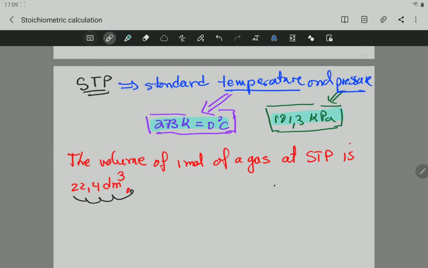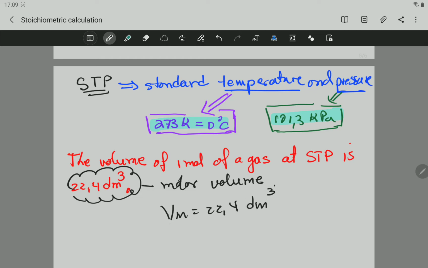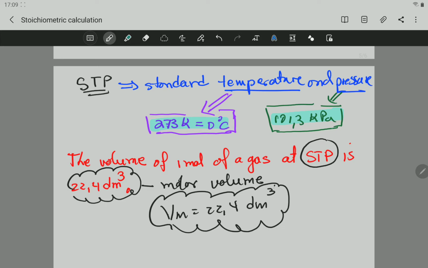This value here is going to be called molar volume. The symbol is Vm and it is 22.4 cubic decimeters. It's going to be a constant because 1 mole of any gas is going to be this volume. However, for 1 mole of any gas at STP, the pressure must be that number and the temperature that one there. Okay, temperature 273 Kelvin, pressure 101.3 kilopascal. Otherwise, the volume won't be 22.4.